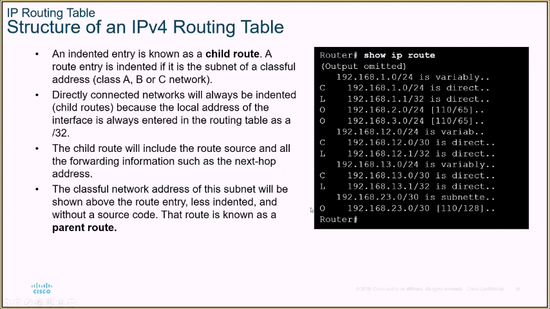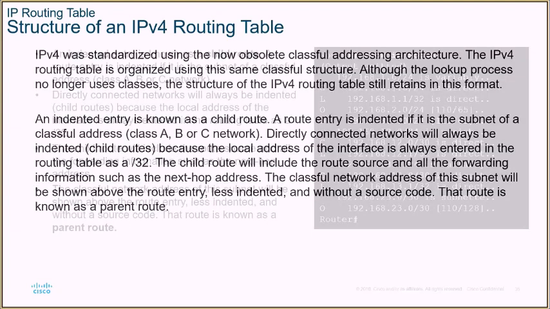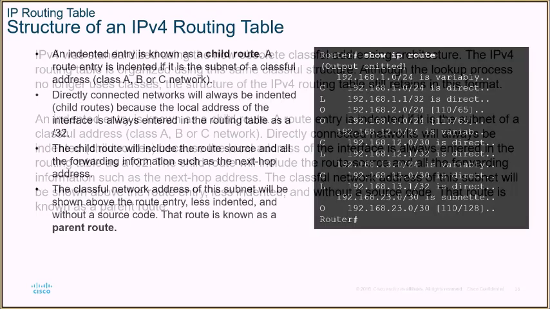Now, an indented entry is known as a child route. A route entry is indented if it is a subnet of a classful address. Directly connected networks will always be indented child routes because of the local address. The child route will include route source and all information. The classful network address of this subnet will be shown above the route entry, less indented and without a source code. That route is known as a parent route. That seems like pretty much a repeat of the previous one, but anyway, it is.